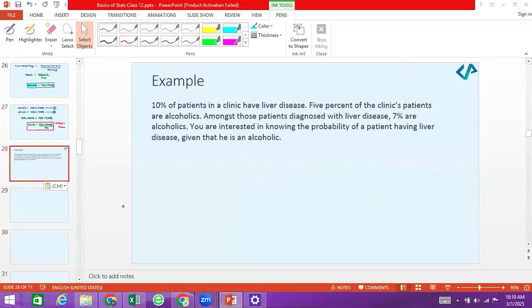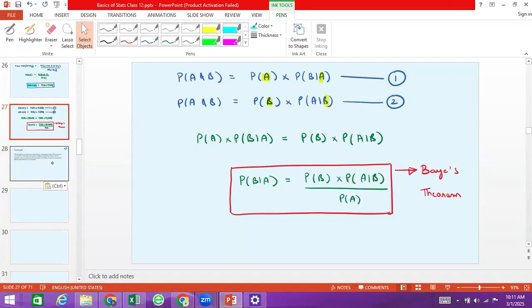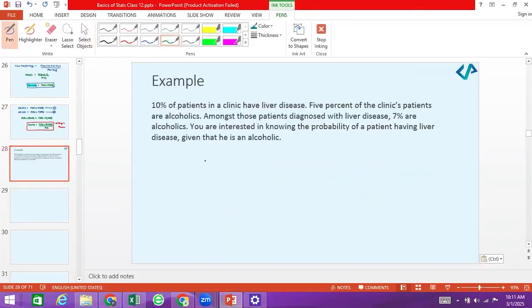Okay. Now I am telling you from my side that this question will require the application of Bayes theorem. What is Bayes theorem? We will rewrite it. Probability of B given A is the same as probability of B multiplied by probability of A given B, multiplied by probability of A. I'm telling you this formula will be used in this, right?